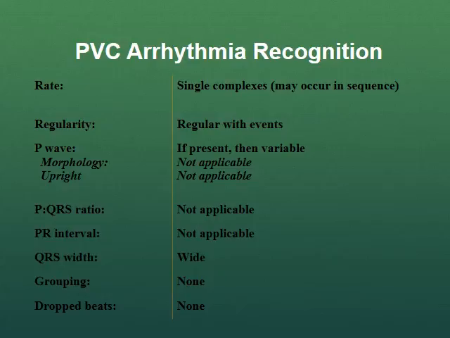So, recognizing PVCs. As we already stated, this isn't a rhythm, it's a single complex, although they may occur in multiples. They can be regular. They can be bigeminal, trigeminal, as we discussed. Generally not going to see a P wave with them. There's no P to QRS ratio, no PR interval. The QRS is going to be wide and bizarre. There's no grouping or dropped beats.